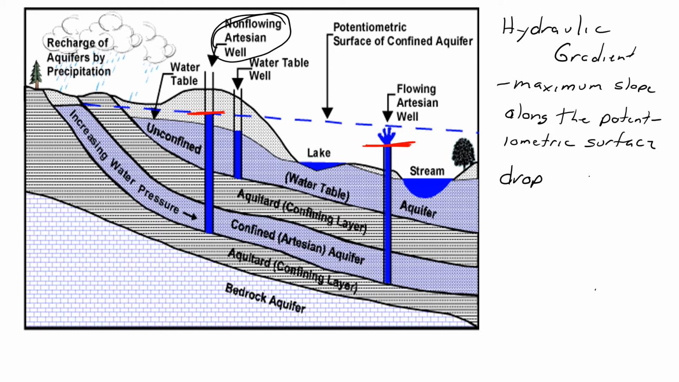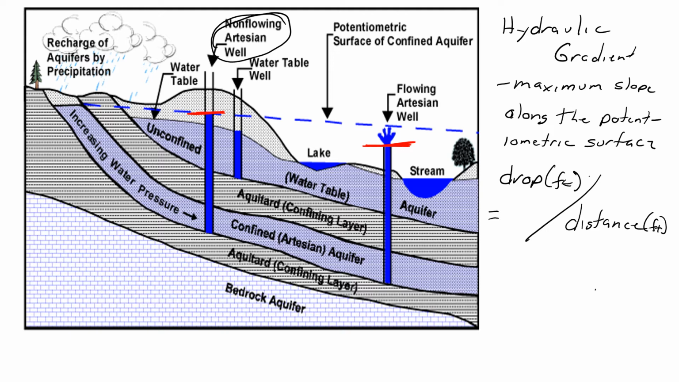So basically, it's calculated really simply. It's the number of feet dropped. This can be in feet or meters over the distance. Also in feet. Sometimes it's expressed in feet per mile. A lot of times it's feet per feet, and the feet cancel out, and you're left with just the ratio that expresses the hydraulic gradient.